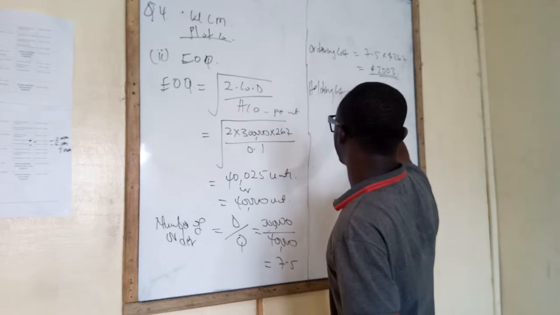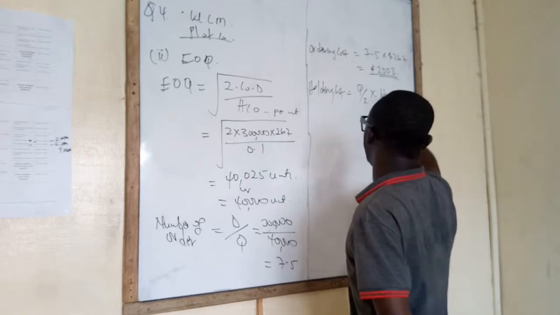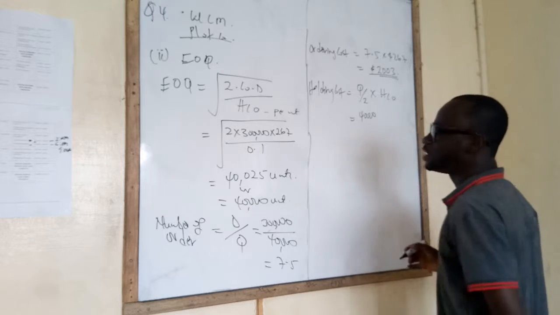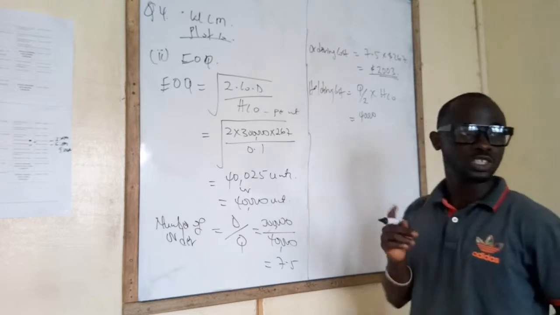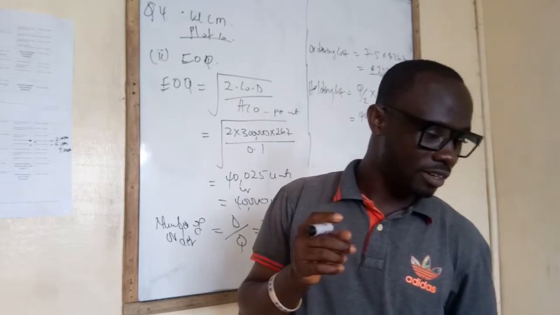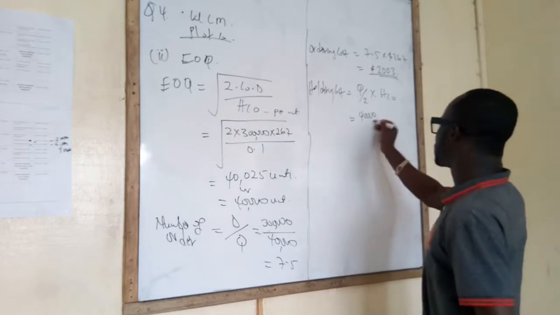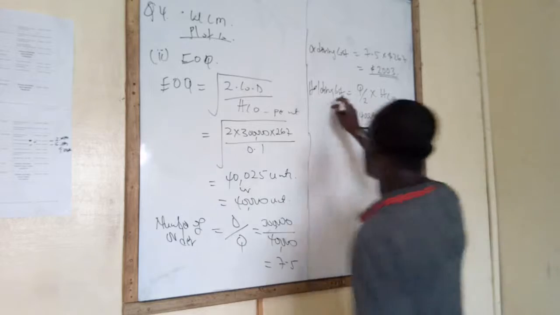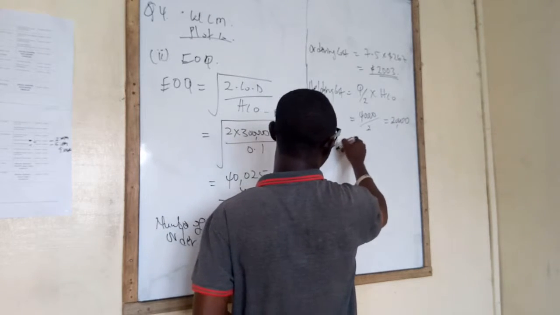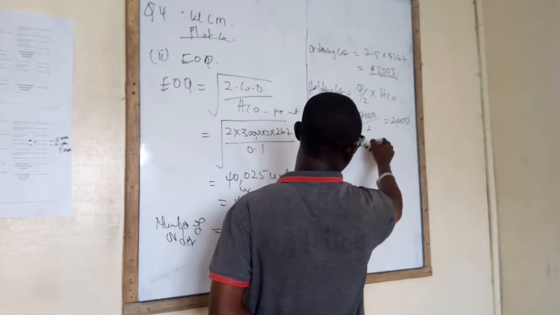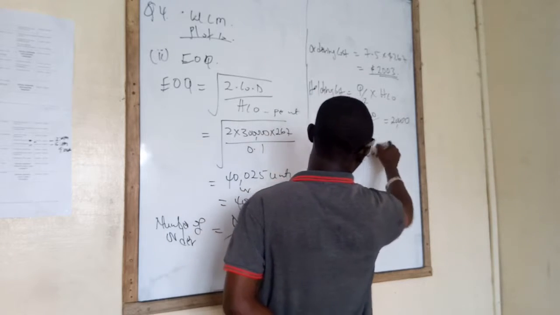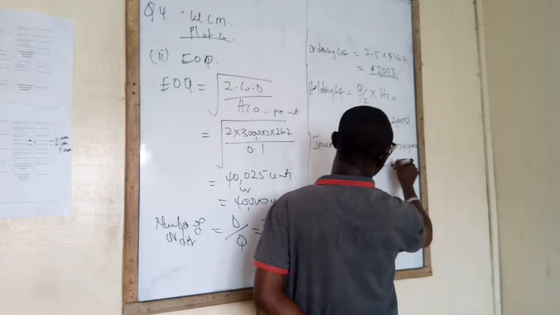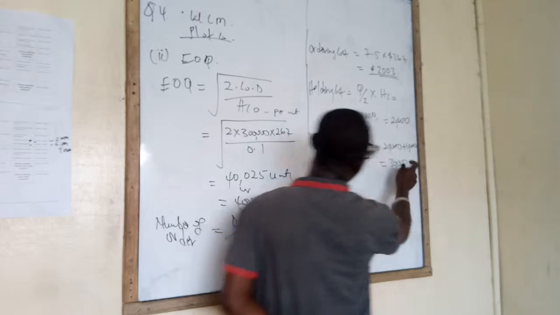How do we calculate holding cost? Q over 2 times Ho. So what is our Q? 40,000. Remember there is a buffer there, so we have to take into consideration the buffer as well. I hope you know that. The buffer is 10,000. So this Q over 2 will be 20,000. The total inventory including the buffer will be 20,000 plus the buffer of 10,000, and that will give us 30,000 units.